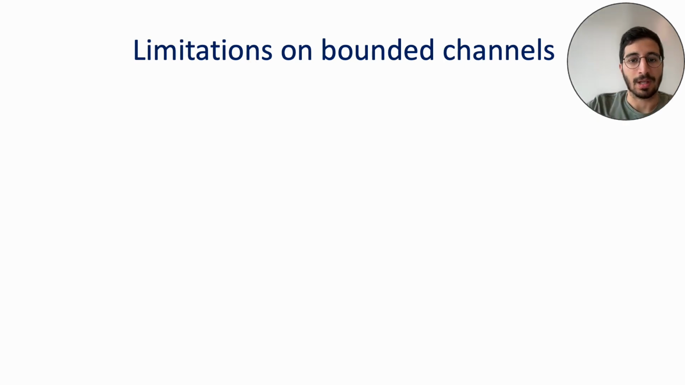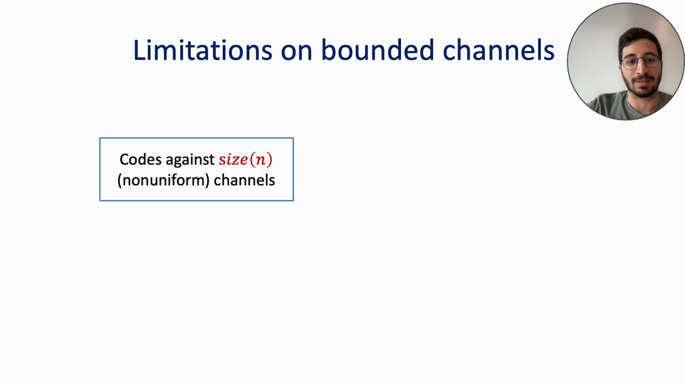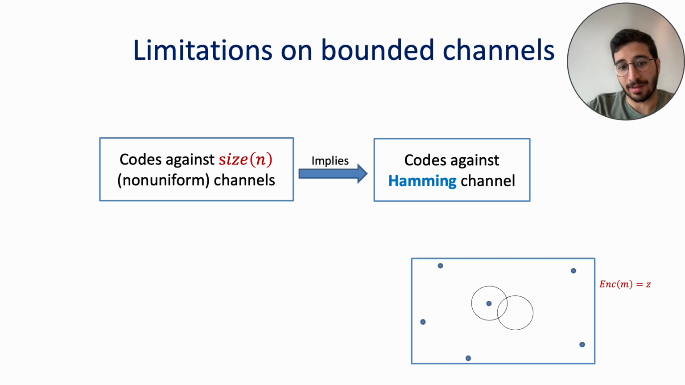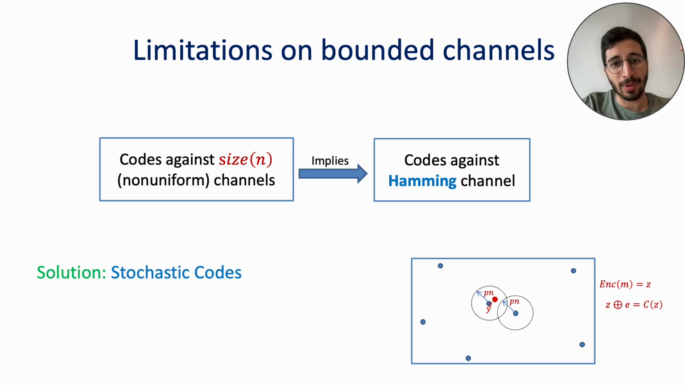However, there's still one problem, and that is, suppose we have a code that is good for size n channels, and recall that size n channels are non-uniform channels, then such codes are also good against Hamming channels. So this relaxation did not give us anything. And the reason is, suppose there are two code words that are of distance less than 2pn from each other. By using our non-uniform advice, we can hardwire this error pattern to be the distance between these code words, so that by applying this error pattern using this non-uniform advice, we can actually induce a decoding error. So what this means is that without any more relaxations, the relaxation on the complexity of the channel does not give us much.